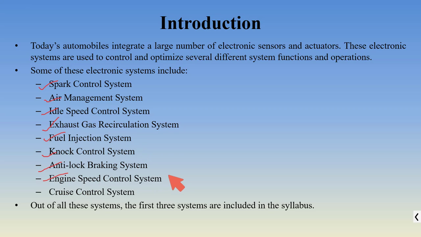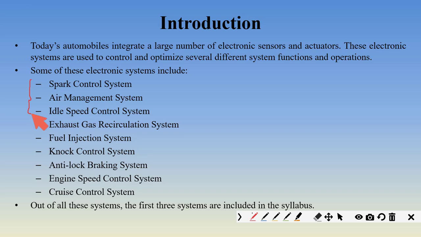There can be an engine speed control system, which ensures that the engine is operating within a fixed engine speed range so that we get maximum efficiency. This engine speed control system is also in a way responsible for the automatic transmission systems. There can be a cruise control system which controls some part of the steering of the vehicle. Because there are many different ECU systems that are being used nowadays. Out of all these systems, we will be seeing these first three because these first three are in your syllabus.